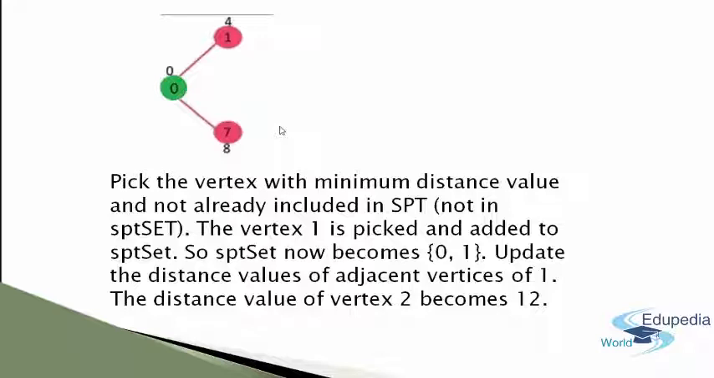Now, after this stage, pick the vertex with the minimum distance value that is not already included in the SPT. Of those not included, the one with the minimum distance value is 1, because its distance value is 4. So the vertex 1 is picked and added to the SPT set, which now becomes 0 and 1. Now we update the distance values of the adjacent vertices of 1. The distance value of vertex 2 becomes 12. How does that become 12? Let's see that.